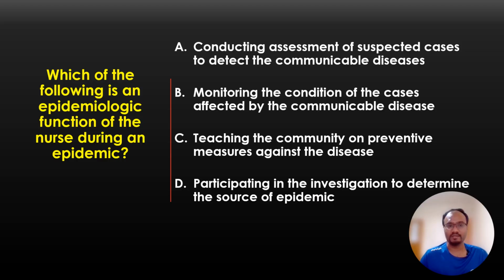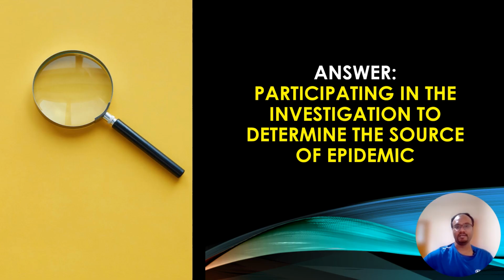Which of the following is an epidemiologic function of the nurse during an epidemic? The options are conducting assessment of suspected cases to detect communicable diseases, monitoring the condition of the cases affected by the communicable disease, teaching the community on preventive measures against the disease, participating in the investigation to determine the source of epidemic. And the correct answer is participating in the investigation to determine the source of epidemic.